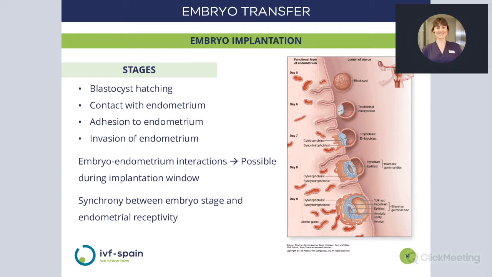And there are some theories that believe that the reason why some embryos do not implant is because the hatching of the embryo is not synchronized with the implantation window, so the point at which the endometrium is receptive, ready to accept the embryo. So this is a reason why some women perform endometrial biopsies to check when exactly their implantation window is.